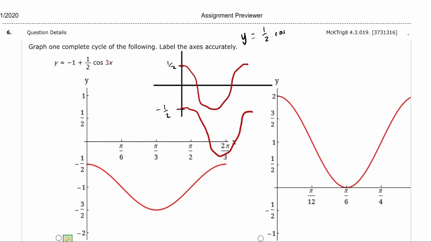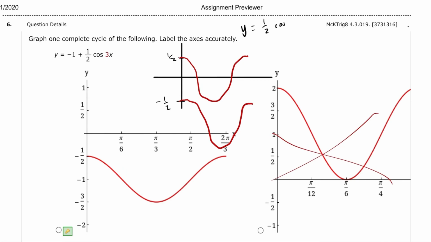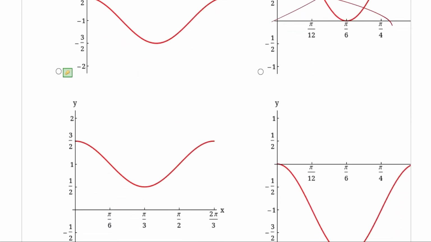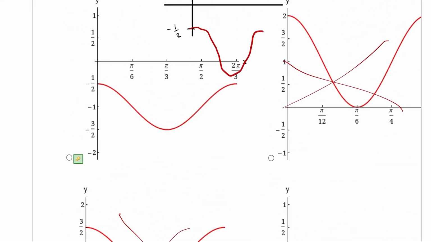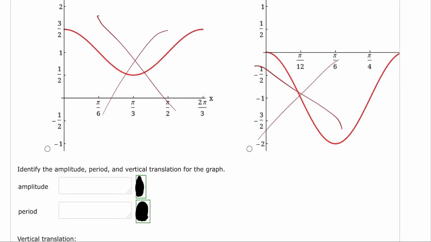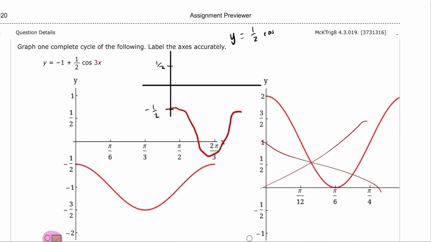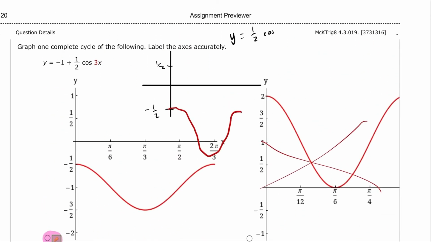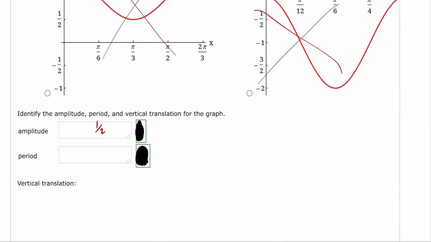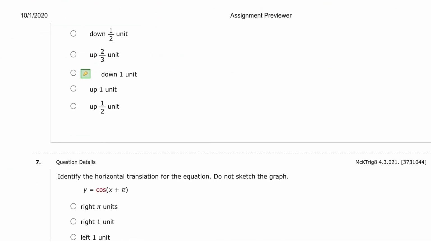All right, so let's eliminate the choices that it cannot be. It cannot be this one. It cannot be this one. And it cannot be this one. So it has to be that one by default. We know that the amplitude is positive a half because the absolute value of a half is a half. And the period is going to be 2 pi over b. 2 pi over b is 2/3 pi, that would be that one, 2 pi over 3. And the vertical translation is down 1 unit.